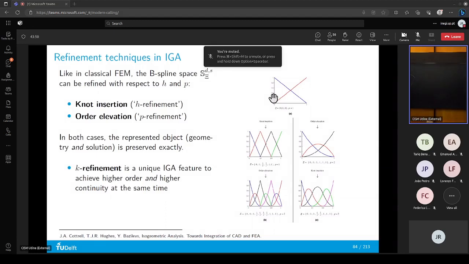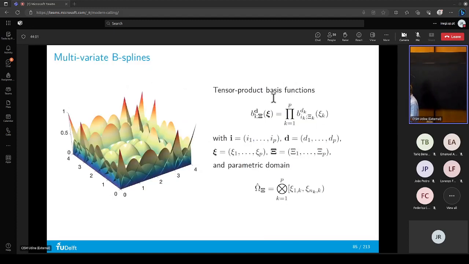Yeah, and that gives you, but okay, that goes a little bit too far. That gives you very nice convergence properties of IGA, much better than in FEM. Okay, we now know everything, I would say, necessary for B-splines in 1D or univariate.